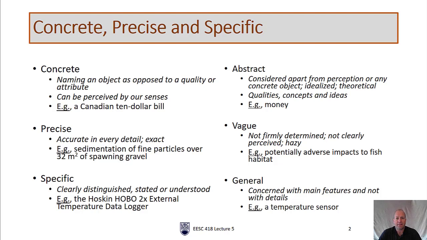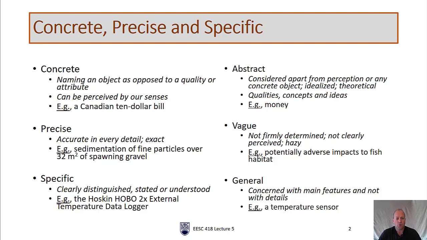And that is in contrast to something that is abstract, meaning it's considered apart from perception or any concrete object, idealized or theoretical. And that refers to qualities, concepts, and ideas. And I'll give an example of each of these. So for example, an abstract idea is money. Money is an abstract concept. If I tell you I have money in my hand, you don't really know what I have in my hand. But if I tell you that I have a Canadian $10 bill in my hand, the Canadian $10 bill is the concrete example of the abstract idea, which is money.